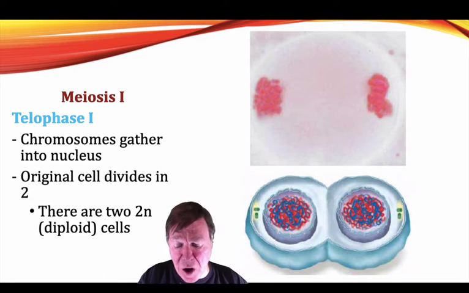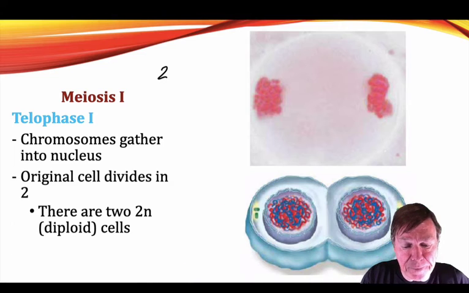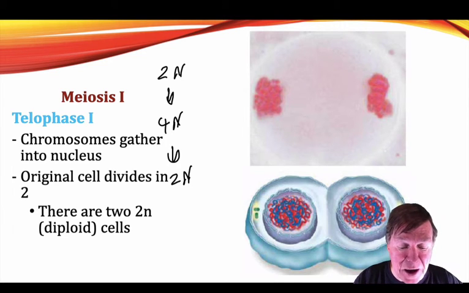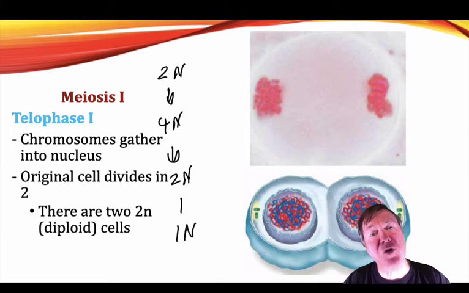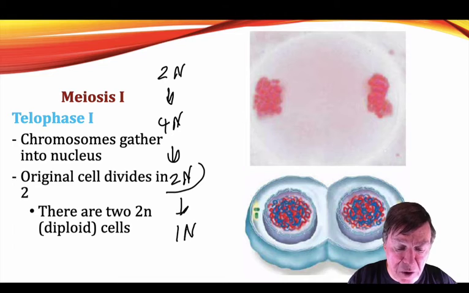Well, what we're trying to do, remember, what we're trying to do here is go from a 2N, we replicate the DNA, to 4N, we cut it down in half again to 2N. And now what we have to do is cut it down to 1N. Okay? That's what we're trying to do. So how do we get down? We're at this point right here.